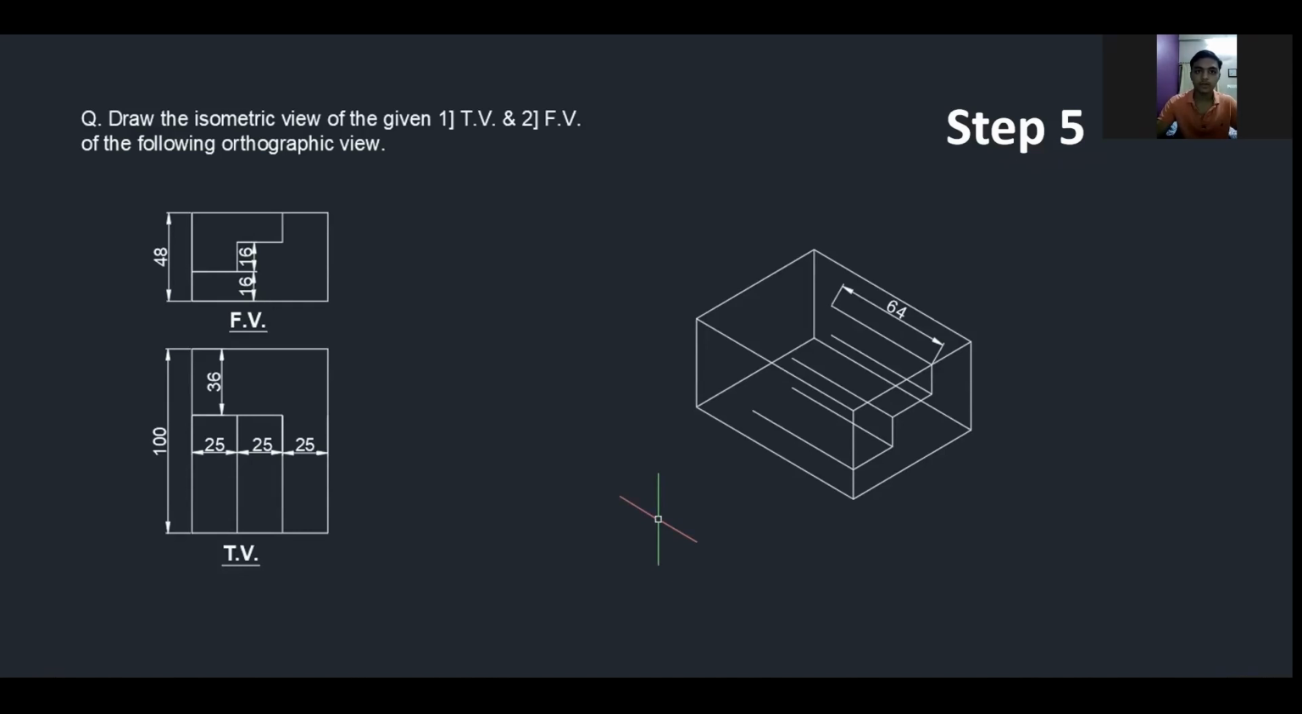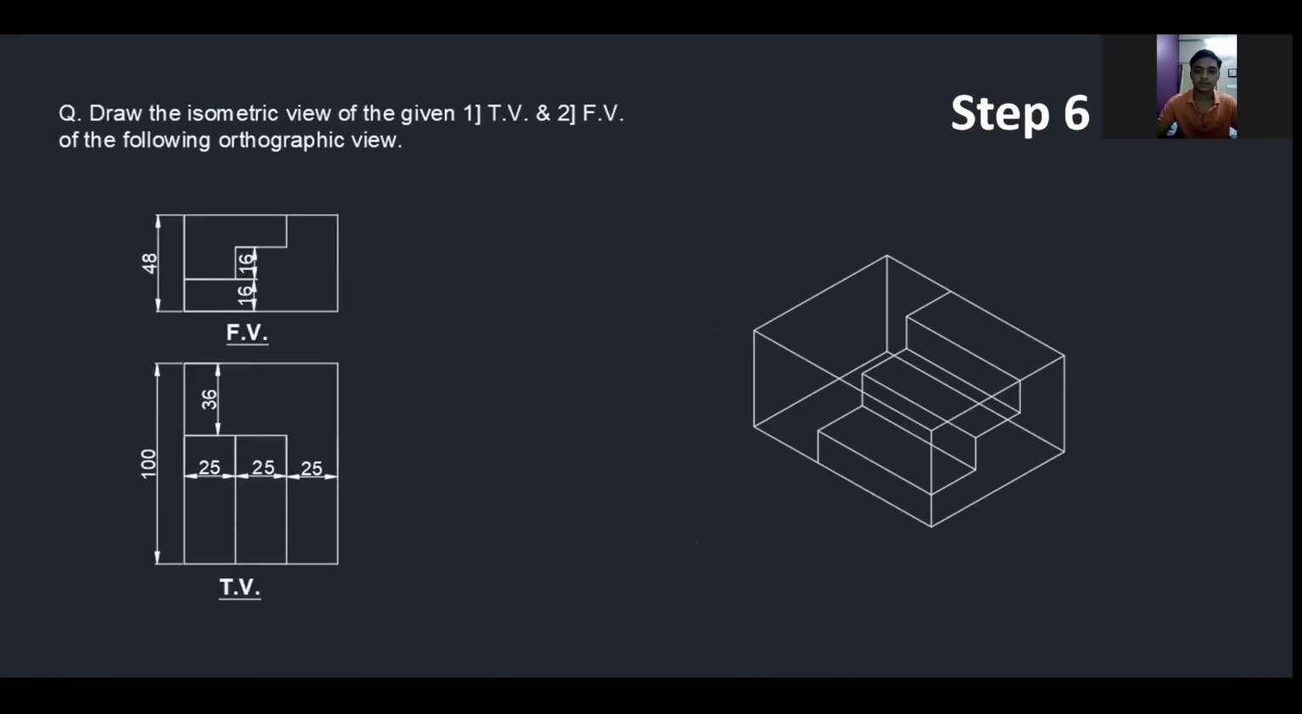Now we focus on the top view. The step-like structure exceeds the length of 64 mm. We draw the 64 mm lines. Here we use the copy tool again, which will be very convenient to use. Now we join the endpoints of the step-like structure to complete its resemblance.